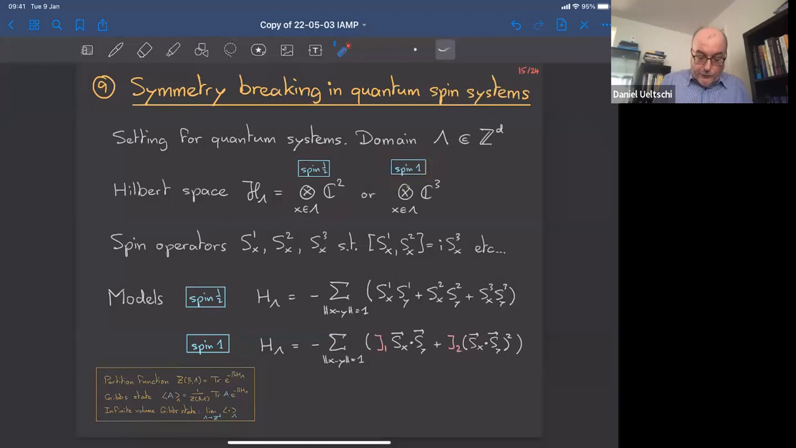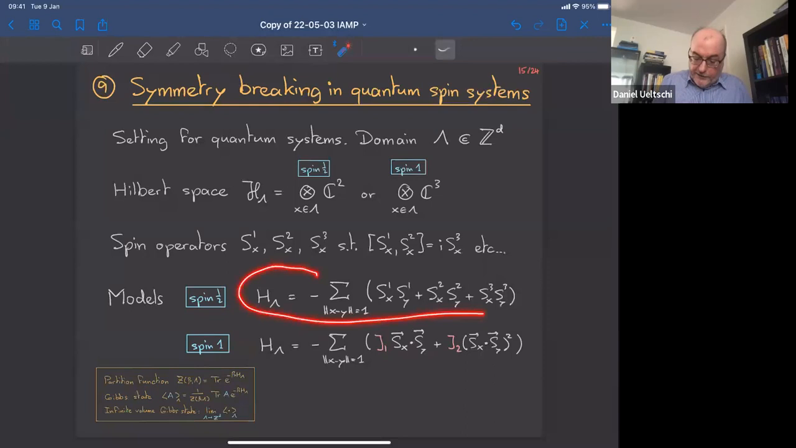We have the spin operators, which I'm denoting like that. At every site x, we have operators S1, S2, S3, and they satisfy the usual commutation relations. The commutator of S1 and S2 is iS3, the commutator between S2 and S3 is iS1, and so on. And the two models I'd like to discuss, first, is the Heisenberg ferromagnet over here.